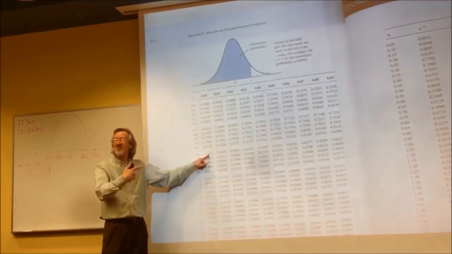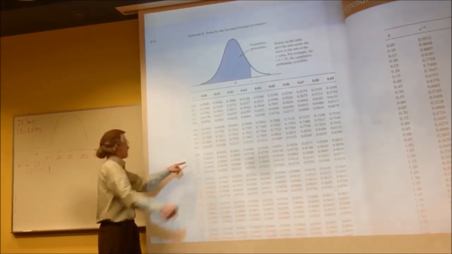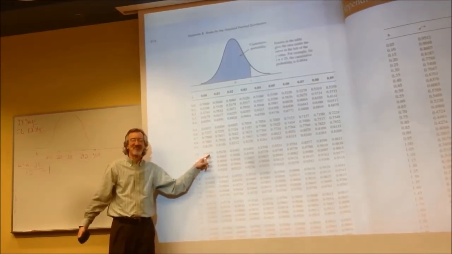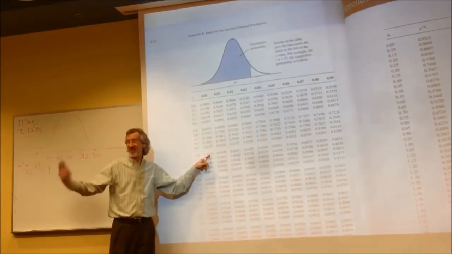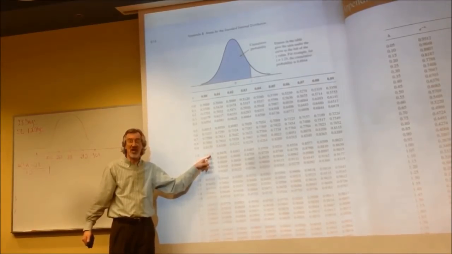84% chance. So what's the probability it will take longer than 29.2 days? The opposite is a little over 15% chance.